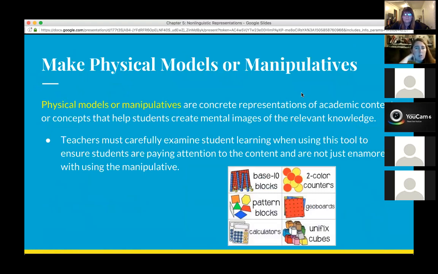The next thing we'll look at is making physical models or using manipulatives. Those are concrete representations of academic content or concepts that help students create mental images of the relevant knowledge. So I have a picture of common math manipulatives you may see in an elementary classroom. You may also use manipulatives in a secondary classroom with graphing calculators. But when using manipulatives, you need to be careful that students are paying attention to the content and they're not just playing around with the manipulative in front of them, because they can get carried away when using a physical tool.